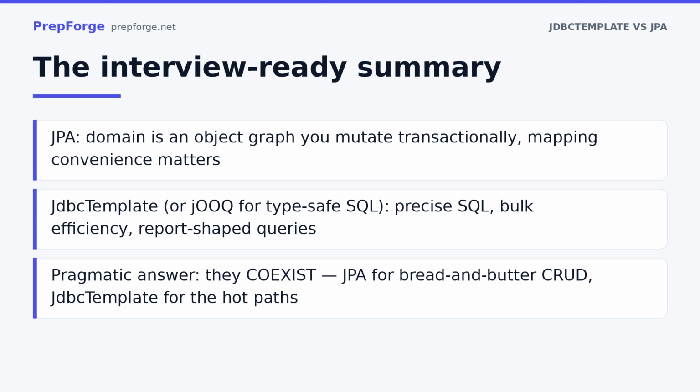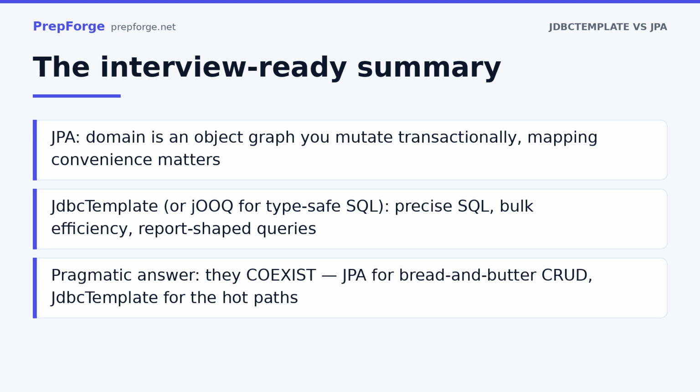So, the interview-ready summary. Reach for JPA when the domain is an object graph you mutate transactionally and you value mapping convenience. Reach for JdbcTemplate, or jOOQ, which adds type-safe SQL, when you need precise queries, bulk efficiency, or report-shaped joins that JPA models awkwardly.